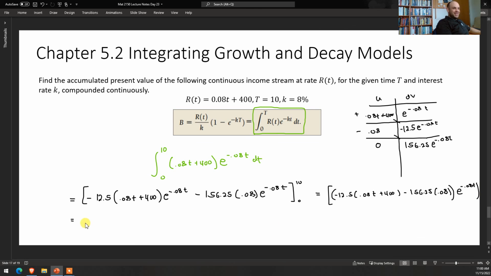So now we can plug in 10, negative 12.5, 10 times 0.08 is 0.8, minus 156.25 times 0.08 times e raised to the negative 0.8.